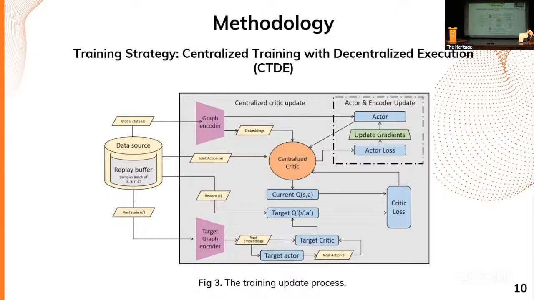Think of it like a football team practicing. During practice, the coach stops the game and tells everyone where to move to win. That is the training part. But during the real match, the coach stays on the sidelines and the players must make decisions on their own. That is the execution part.